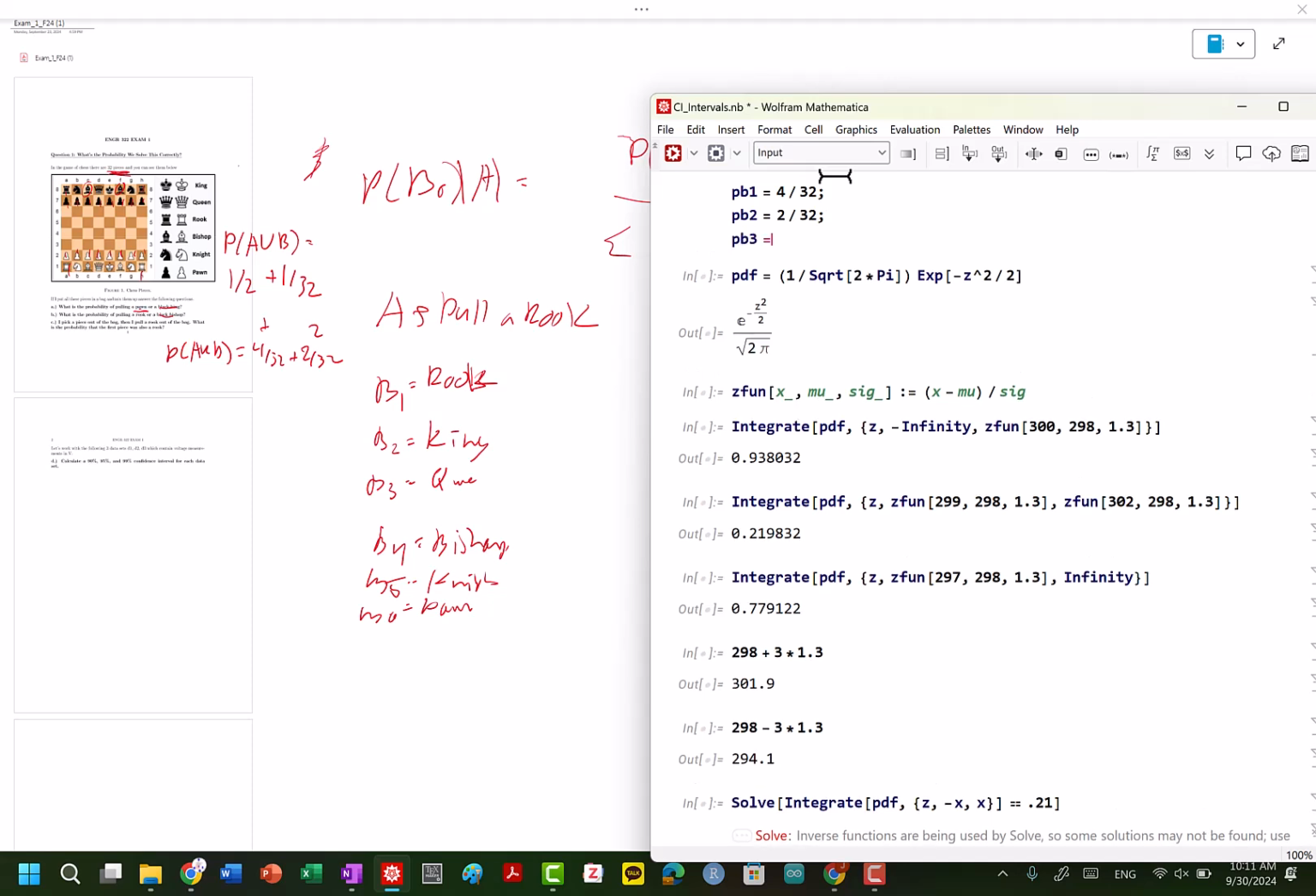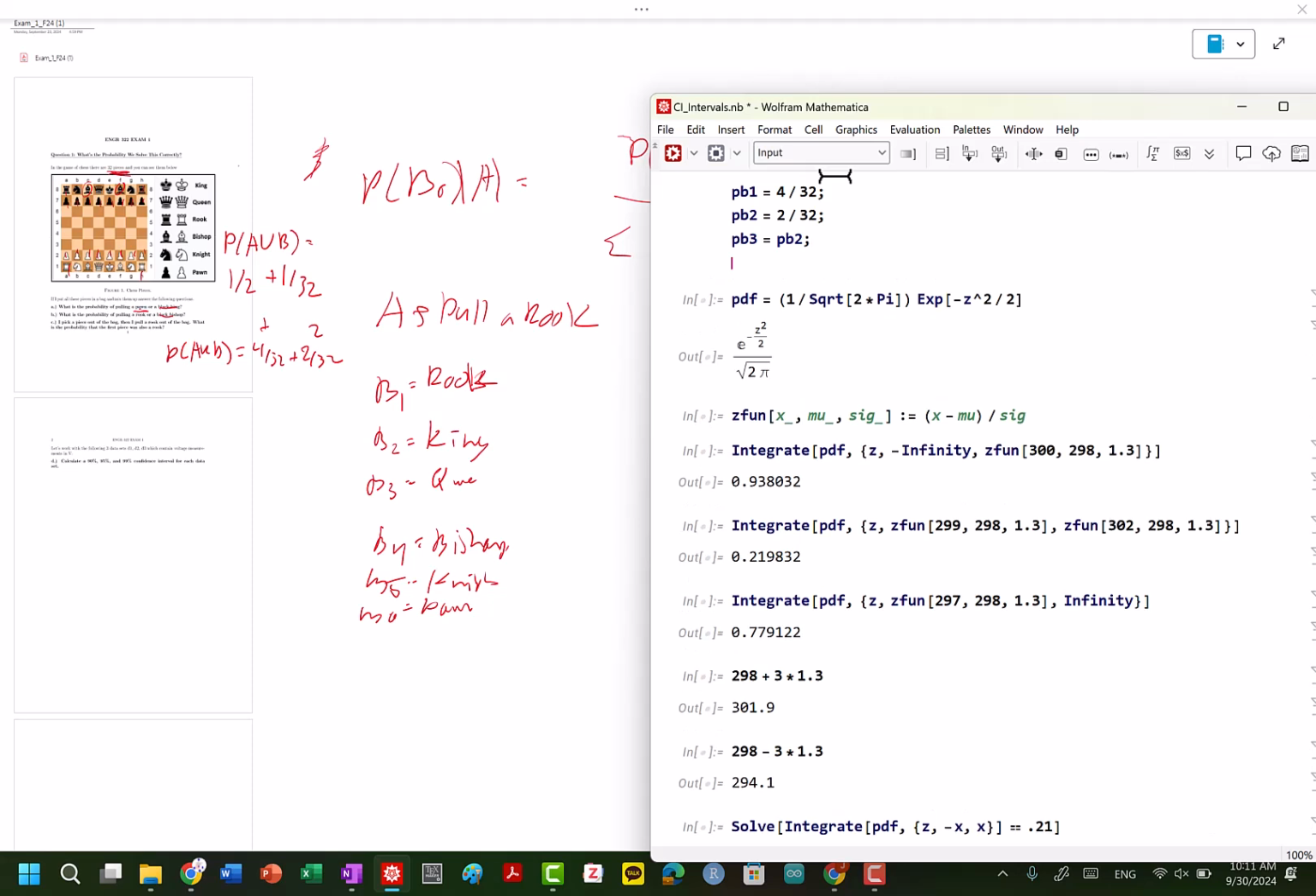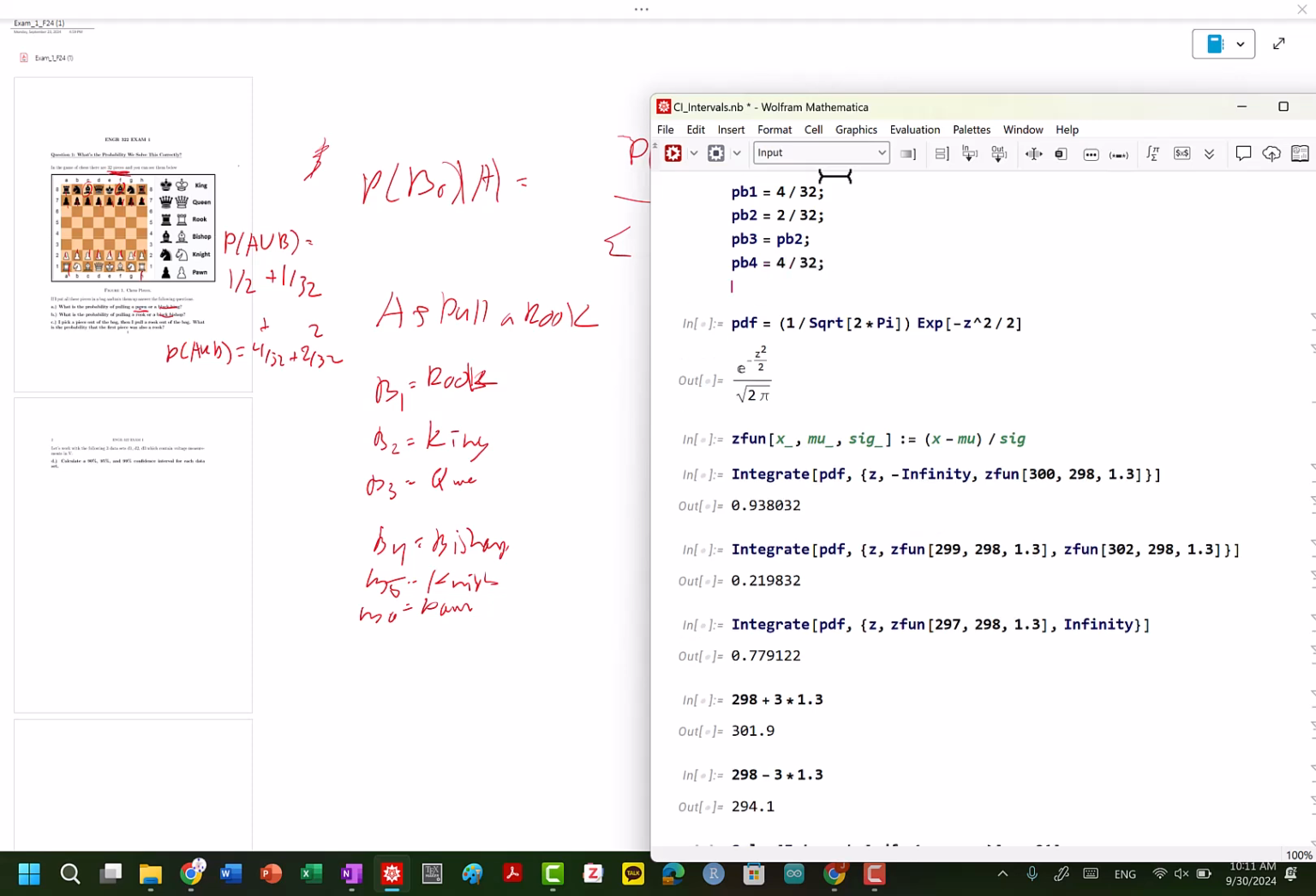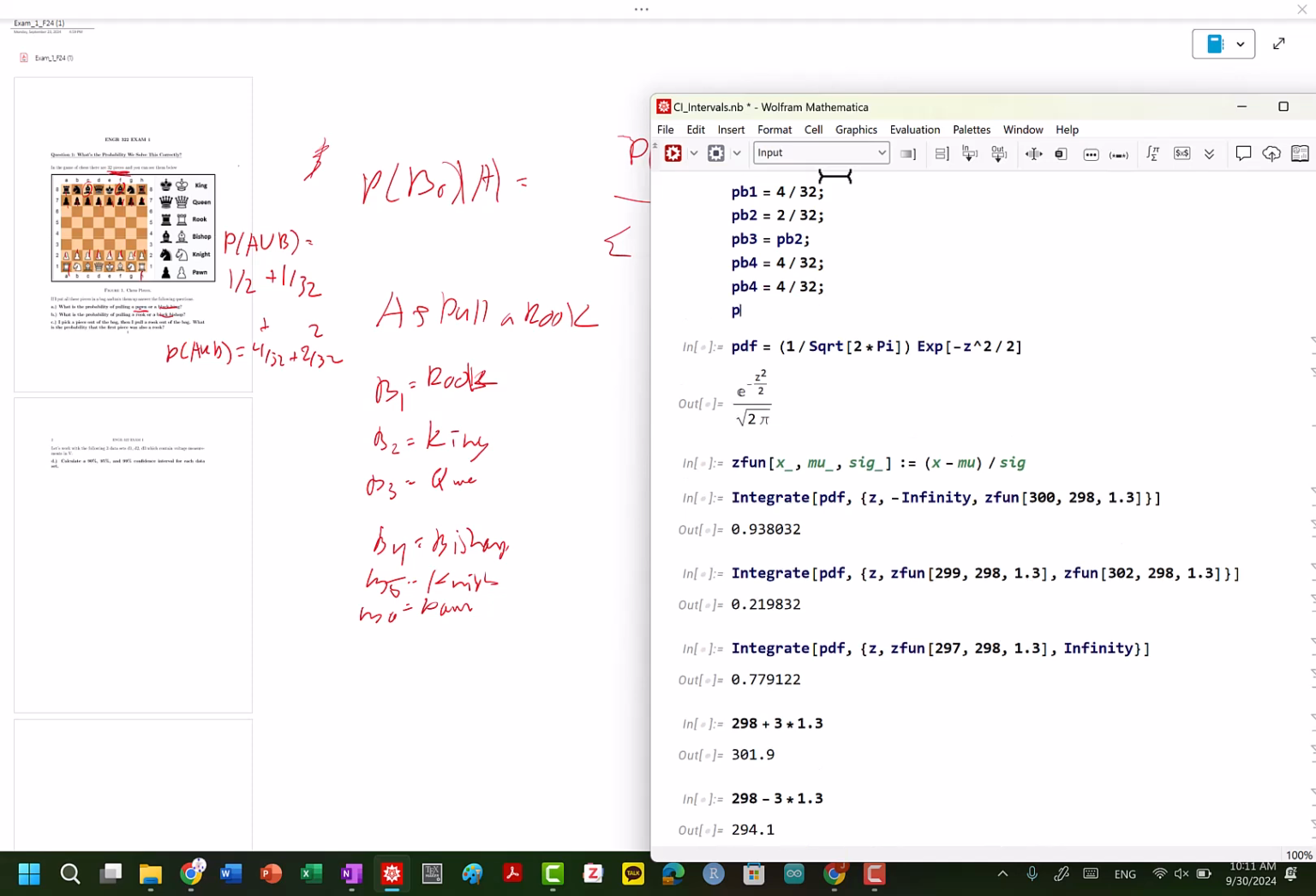PB3, which is the queen, is going to be equal to PB2. PB4, bishops, there should be 4 bishops, so 4 divided by 32. And then PB5, knights, equals 4 divided by 32. Actually, this should be PB5. And then finally, PB6 equals half. All right, so those are our values.